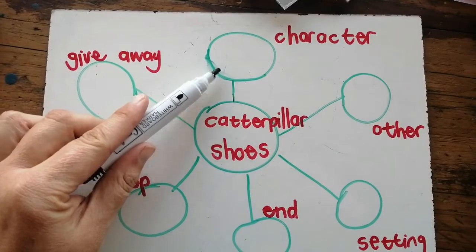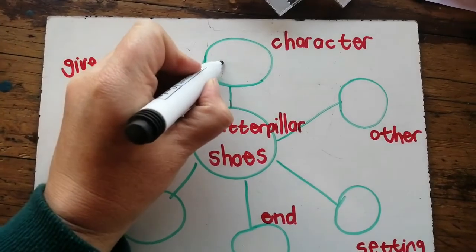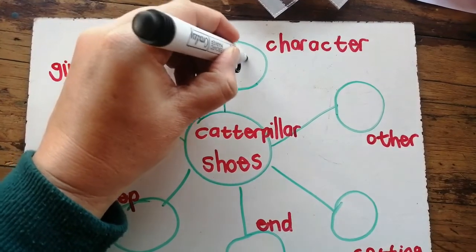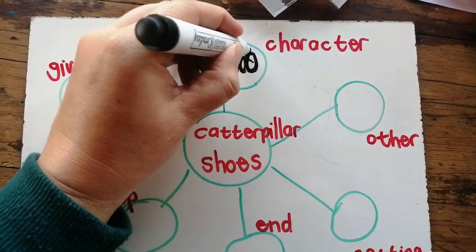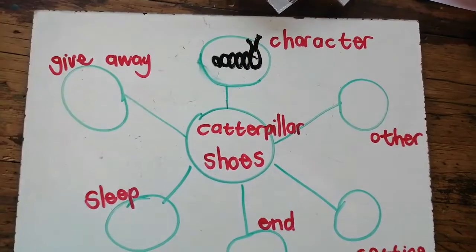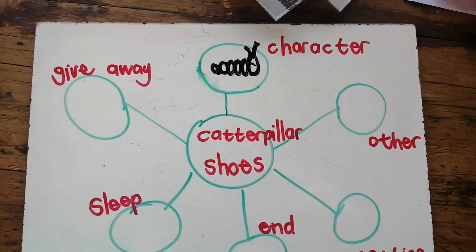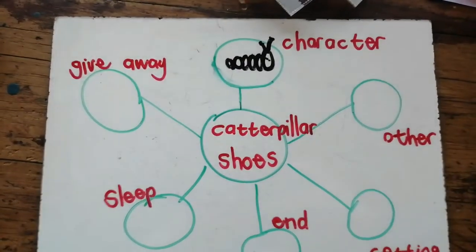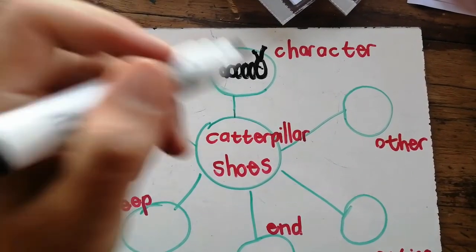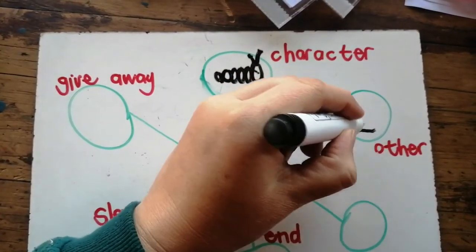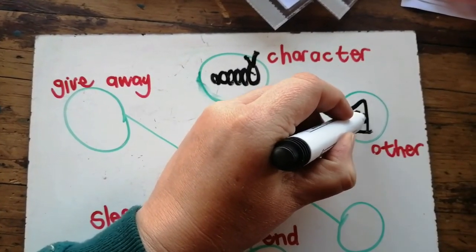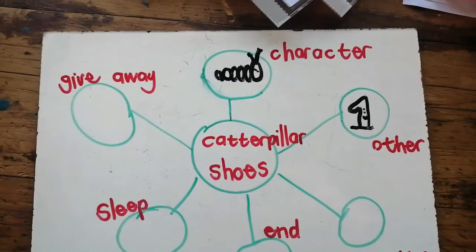Who's the main character in the story? I would say the main character in our story, with this marker, is the caterpillar. Then I ask, who are the other characters? Who's someone else that you remember from the story? One of the characters that I really liked is when he woke up, that long earthworm with the funny little head. Hey, I like that character.